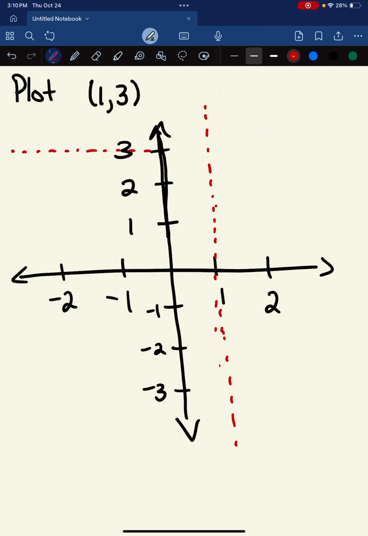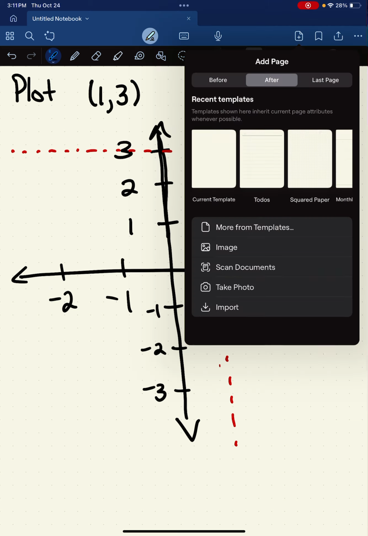And then we find 3 on the y-axis. Again, you wouldn't normally plot this, but I'm doing it for reference. And where they cross is the point 1, 3. This is 1, 3. So there you go, we plotted our first point.